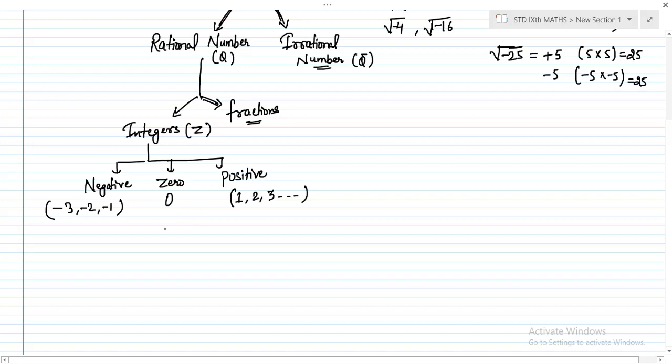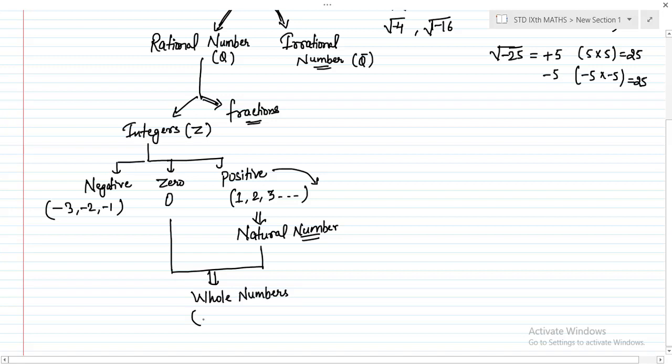Now, we all know that positive integers can also be categorized as natural numbers. Why? Because natural numbers begin from 1: 1, 2, 3, 4, 5 and it continues. But when we include 0 with the natural numbers, we call them whole numbers. So 0, when included with the positive integers, gives whole numbers.